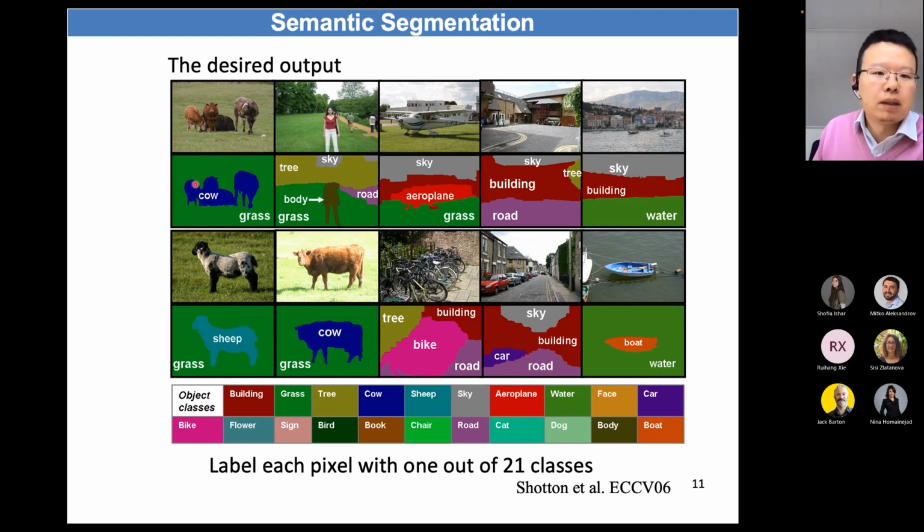Basically, given an image, we want to label every pixel in the image into one of the categories. These are the 21 classes, predefined. For example, here you have the airplane, and then the buildings, road, water, and the sky. These are the predefined classes, and we want to infer them automatically.